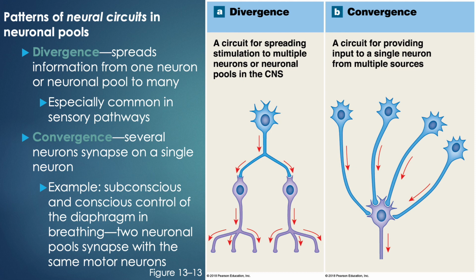So one example that's given in your book is that you receive information from your eyes, and you also receive that same information at other parts of your brain for processing simultaneously. So that's a perfect example of divergence.